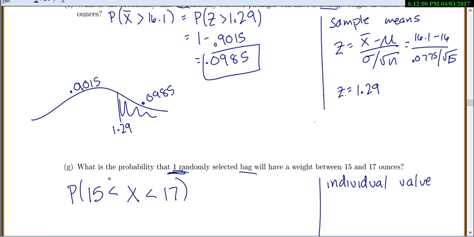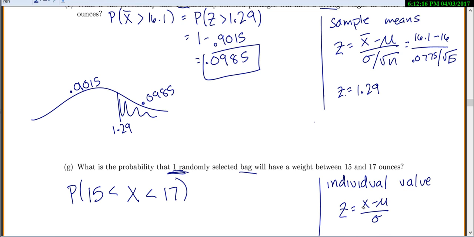So what you do is go back those 3 pages back, flip back, and notice for individual values you have a formula that just says X minus mu over sigma. Okay, so if you're only talking about an individual value, use the formula that has an X.